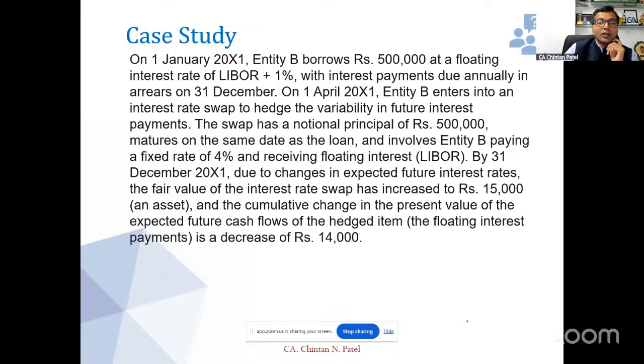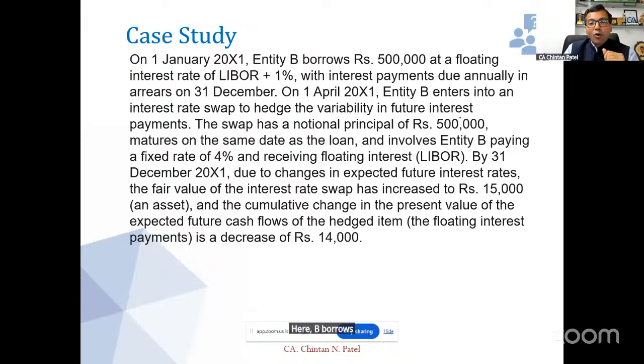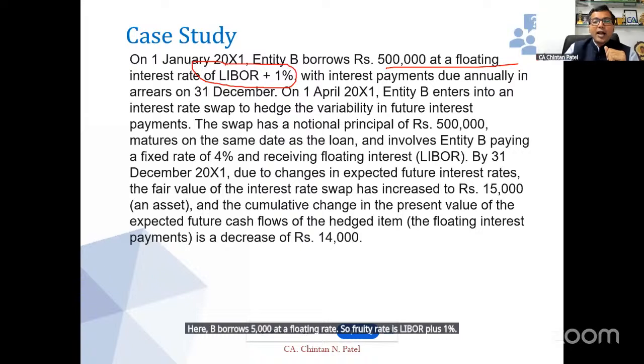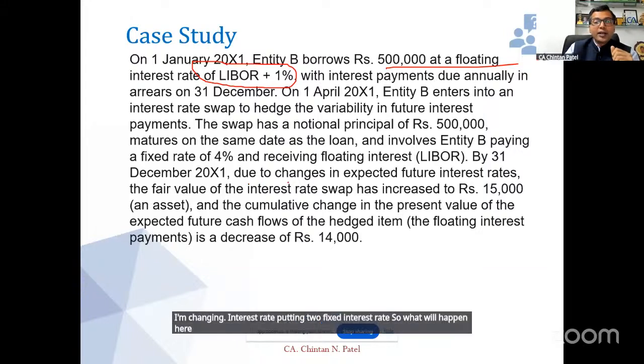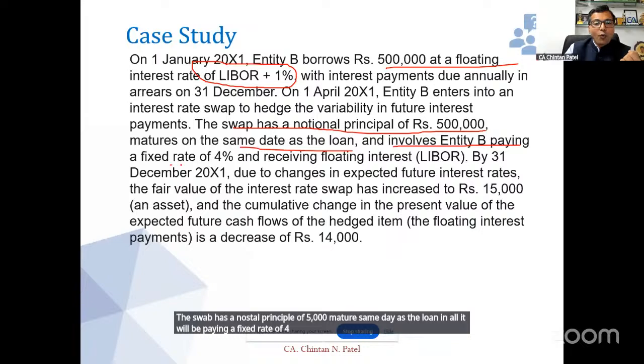Second is the cash flow hedge. Here entity B borrows 500,000 at a floating rate. The floating rate is LIBOR plus 1%. I am changing the floating interest rate to a fixed interest rate. So what will happen here is that I'm trying to hedge my cash flow risk, so it is a cash flow hedge. The swap has a notional principal of 500,000 and matures on the same day as the loan. It involves entity B paying a fixed rate of 4% and receiving floating interest at LIBOR.